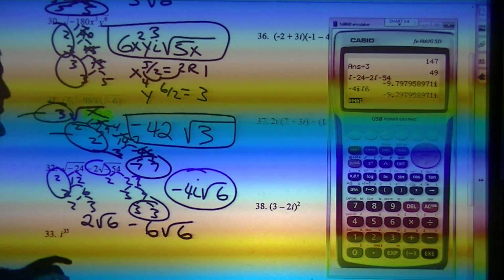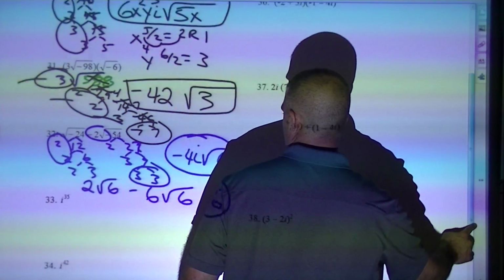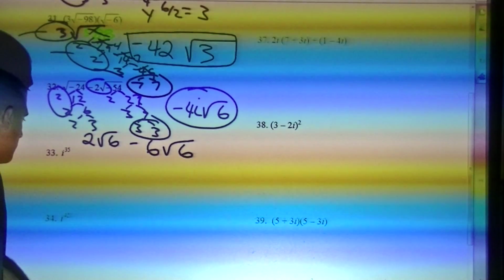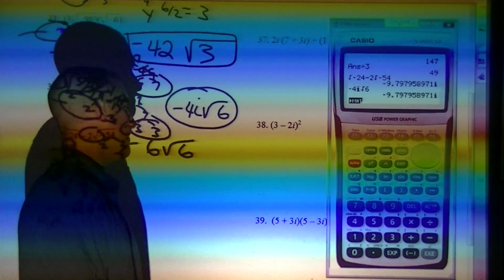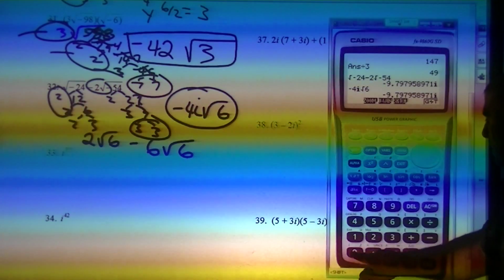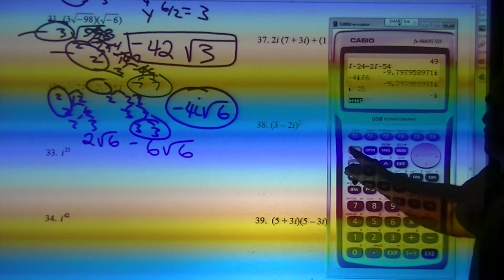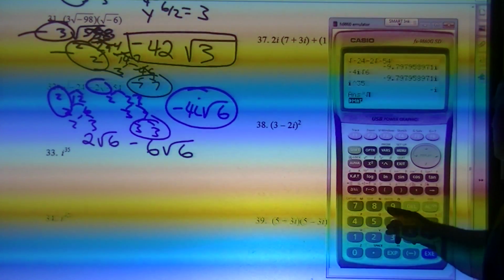Please don't overthink these computational problems. These are very, very simple. i to the 35: you just go shift i to the 35 power. And then also do shift i to the 42nd power.